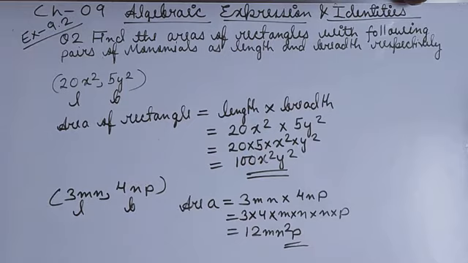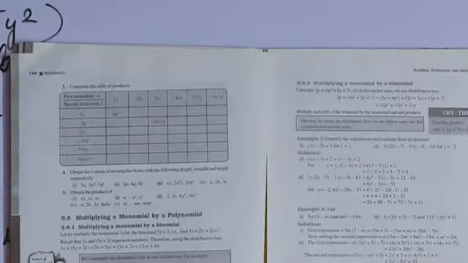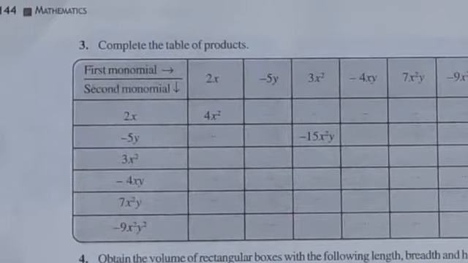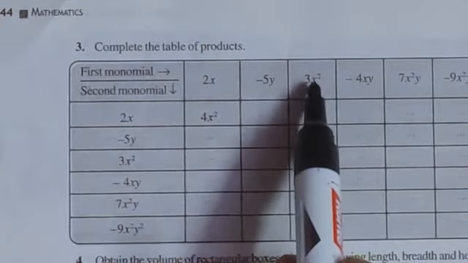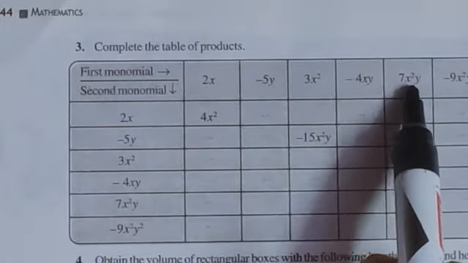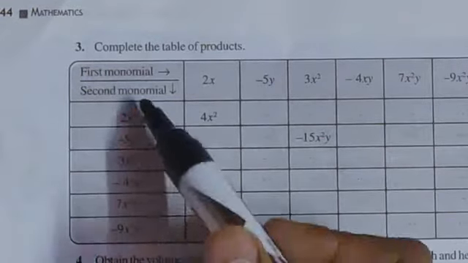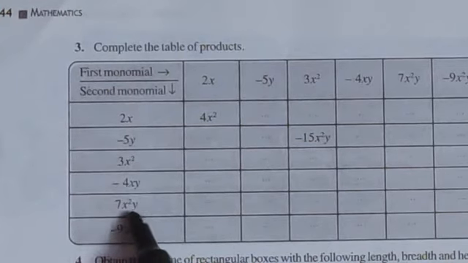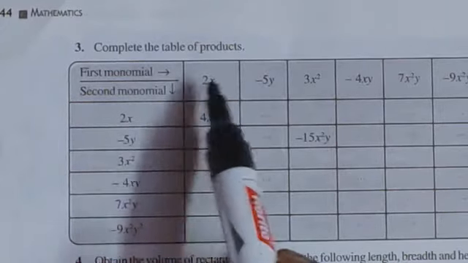Now the third question. If you see the third question, this is basically your third question. In this third question, there is the first monomial on the horizontal side: 2x, minus 5y, 3x square, minus 4xy, 7x square y, then minus 9x square y, and the second monomial is on the vertical line: 2x, minus 5y, then 3x square, then minus 4xy, then 7x square y, and minus 9x square y. Now we have to multiply the first one with the second.